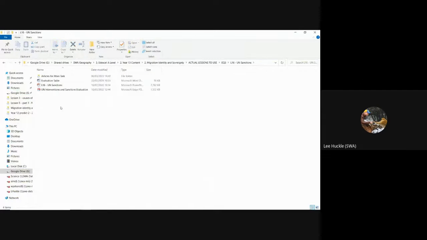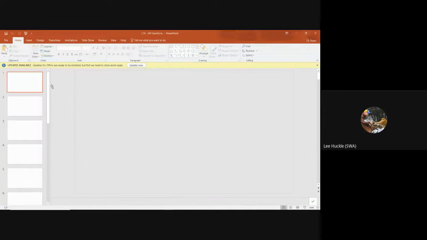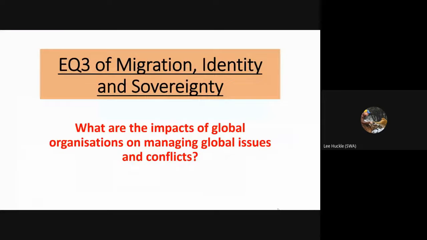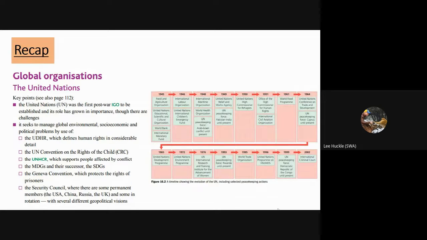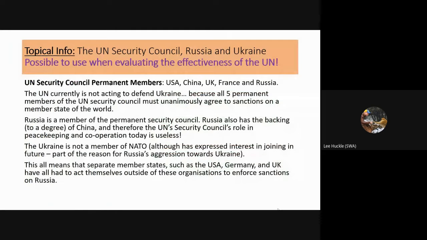That led on to lesson 16, which was focusing on United Nations sanctions. Now, we mentioned sanctions in that first UN lesson there. So we did a bit of recap, talked about the United Nations, a bit of the history again. And then we delved into the Security Council, and looking at the Security Council permanent members, which are the USA, China, UK, France, and Russia. We had a bit of a debate there on Russia. And then a bit of background on that Security Council, and related this in particular to what's happening currently and recently with Ukraine and Russia.